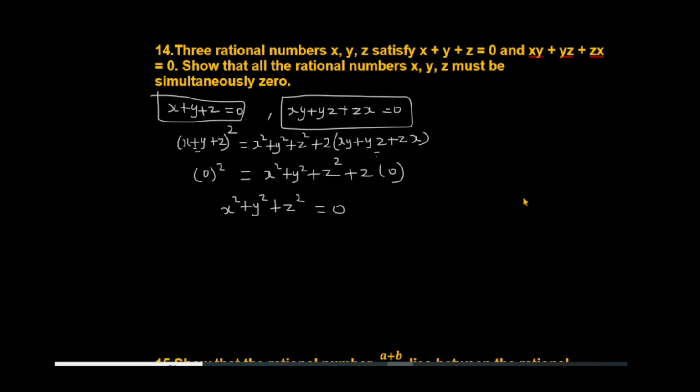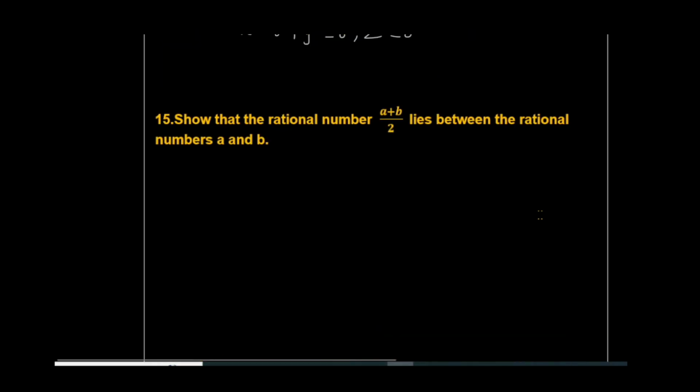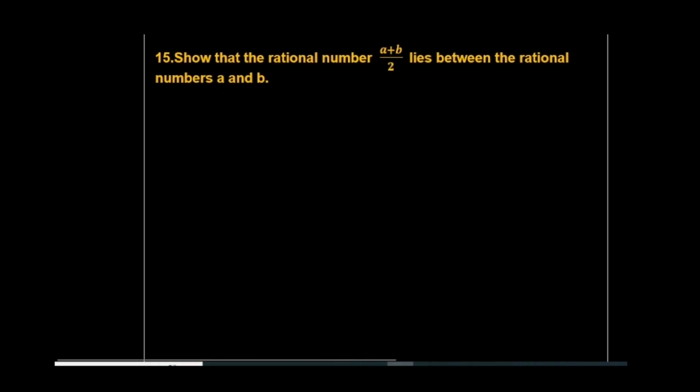So the sum of squares of three integers will become 0 when x is equal to 0, that is x squared is equal to 0, y squared is equal to 0, z squared is equal to 0, and x is equal to 0, y is equal to 0, z is equal to 0. So that we are getting 0 as the answer. So x, y, z must be simultaneous zeros. Look at the next question.